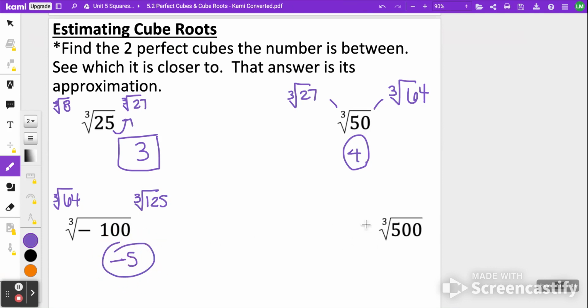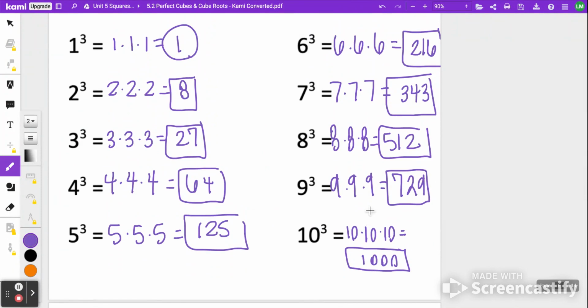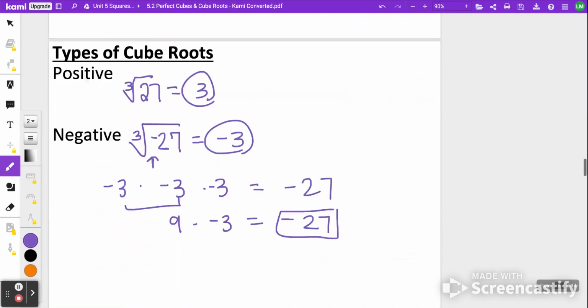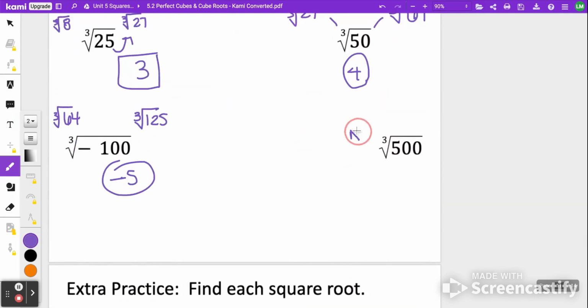And then the cube root of 500, I would maybe say, if we looked back at our sheet here, 500 is going to be between that 7 cubed and 8 cubed. So 343 and 512. So we've got the cube root of 343 and the cube root of 512, and it is closer to 512, so we're going to say this is about 8.